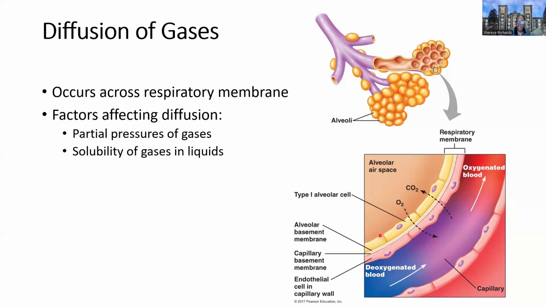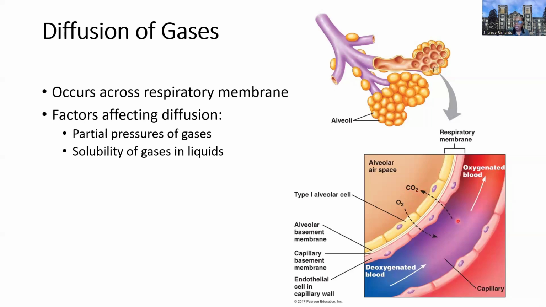Now, the factors that will independently determine how those gases move is, one, the partial pressure of the gas. We'll talk about that and how that differs first. So the pressure of the individual gases that make up the air will determine how they move. The second is the solubility of the gas. We'll talk about how easy the gas can move from its vaporized form to its liquid form, and vice versa. And that will also determine the overall diffusion.